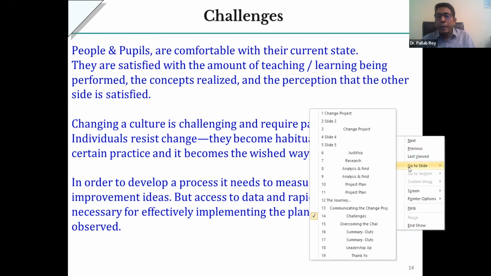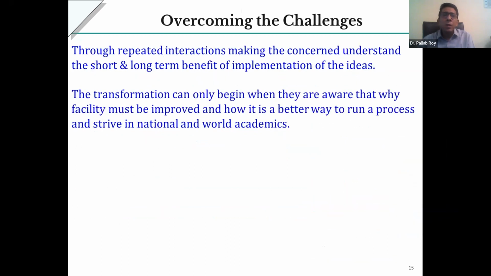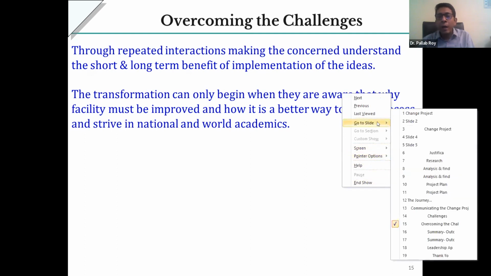Now, moving on to the next slide, overcoming the challenge. So this was only through interactions. I mean, there was no other possible way out except communication, repeated communication. So I did that with the concerned and to make them understand what will be the short-term benefit, what will be the long-term benefit of implementing these ideas. And this transformation can only begin when there will be awareness that why this facility must be improved and what will be a better way to run a process. Okay, so that's how to some extent I was successful in overcoming the challenges.